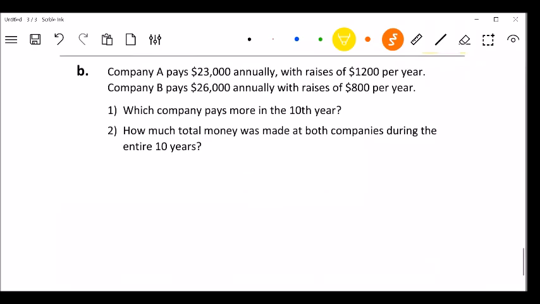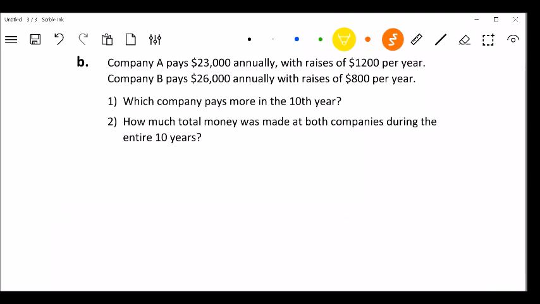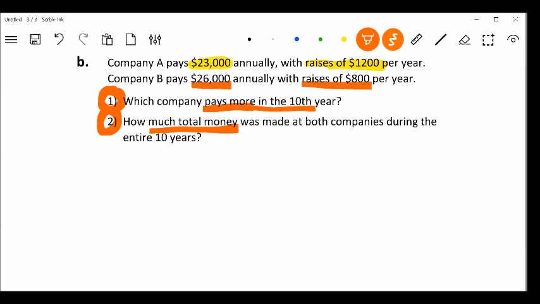Company A pays $23,000 annually, with raises of 1,200 a year. And then company B pays a higher amount at first, but with smaller raises, 26,800. So first, which company pays more in the 10th year? And in the 10th year, how much total money was made at both companies?